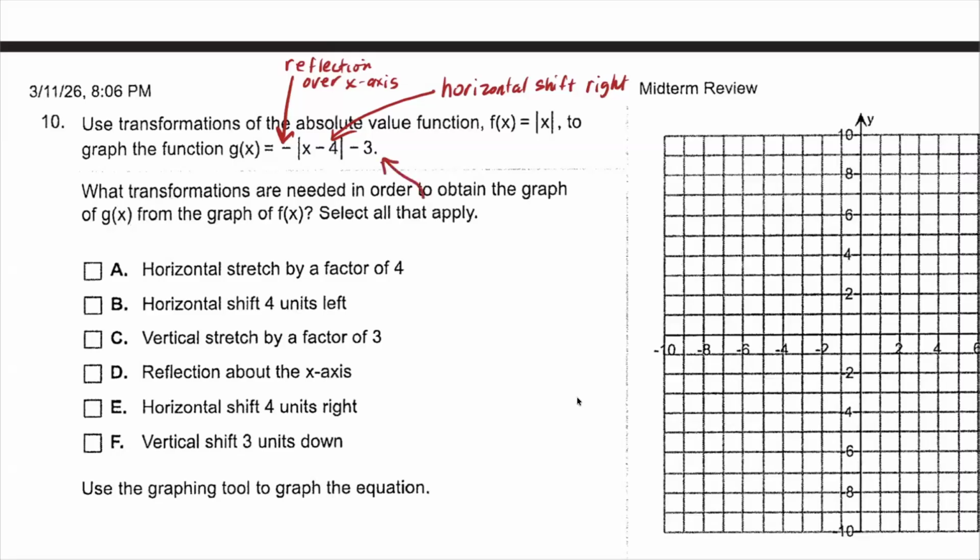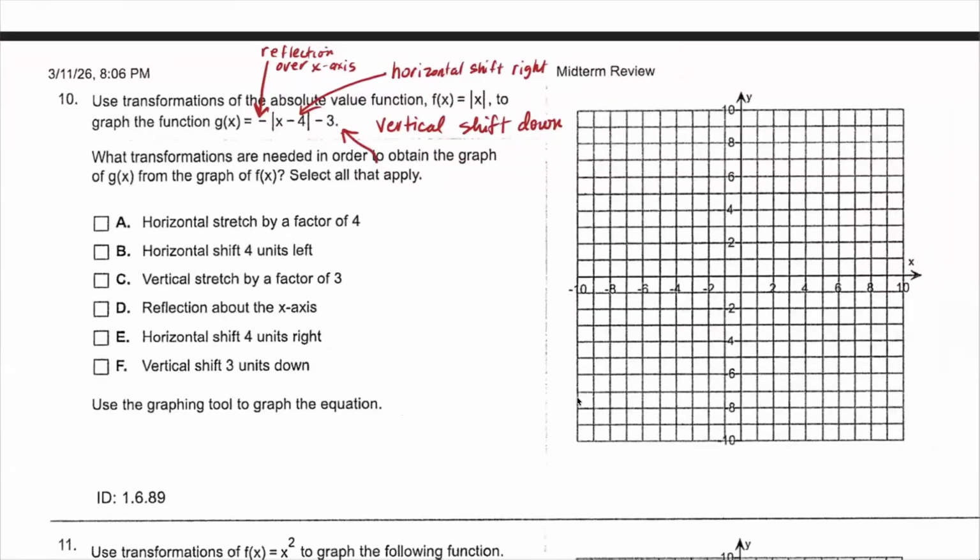The -3 here at the end, outside of the function, represents a vertical shift. The vertical shift does just what your mind wants it to do. So this -3 means a shift down 3 spaces. So then you go and you select all that apply. It's a horizontal shift 4 units to the right. So I'm going to check off E. It is a vertical shift 3 units down. So I'm going to check off F. It's a reflection about the x-axis. So I'm going to check off D.